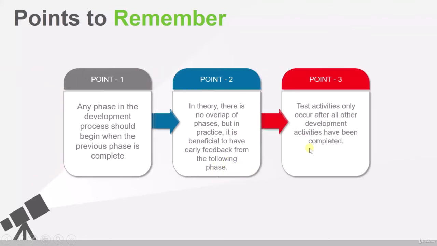The final point is, test activities only occur after all other development activities have been completed. This is the big drawback of this model. Testing only starts after the development activities are over. So we don't have any early feedback process in this model. And that is the reason we usually choose the V model or the Agile development model instead of this one.